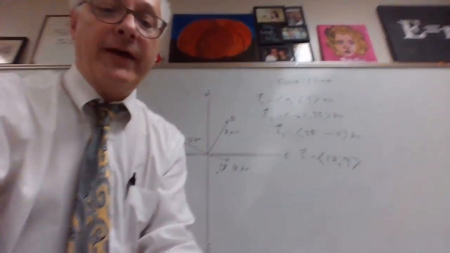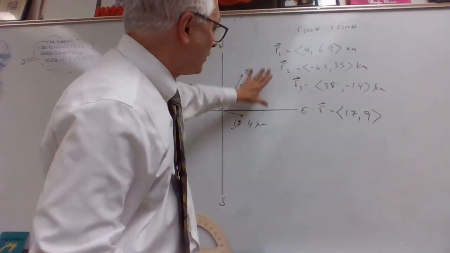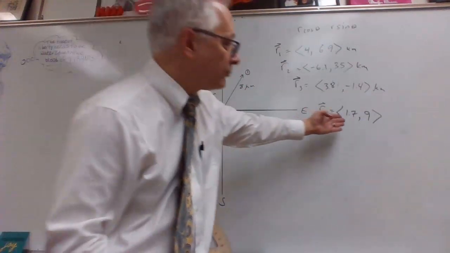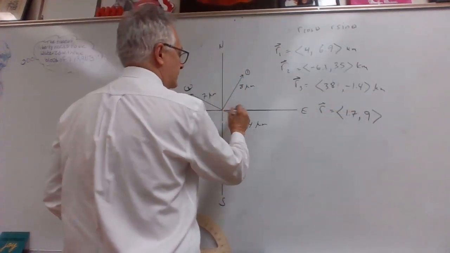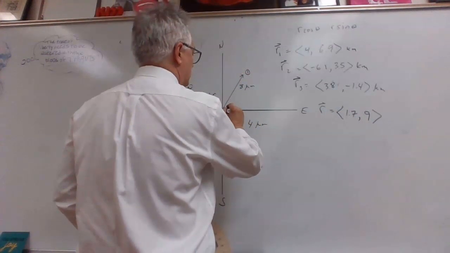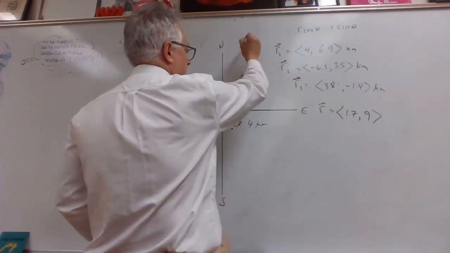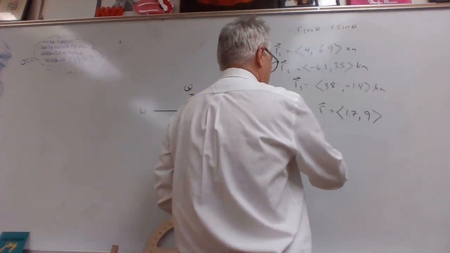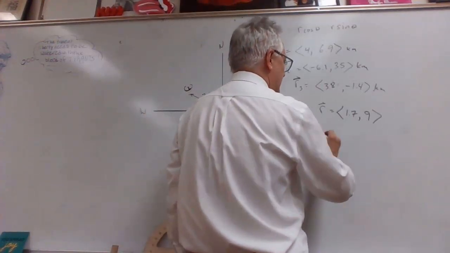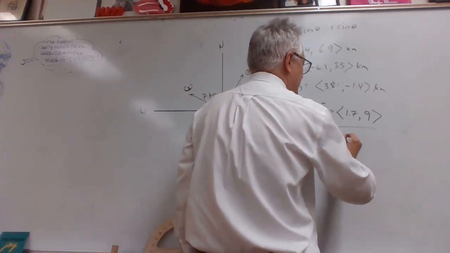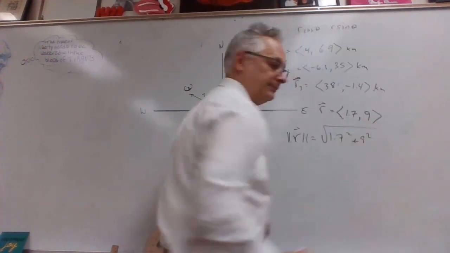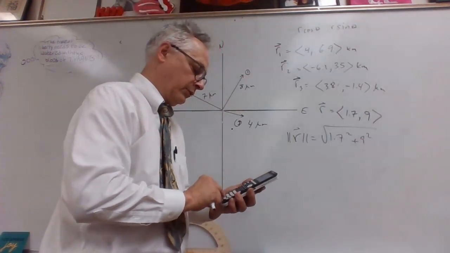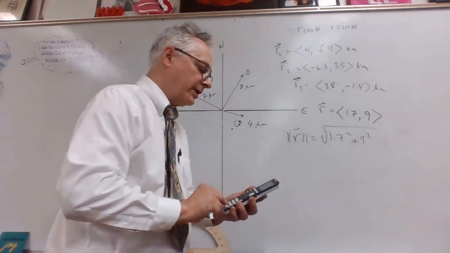So we know that our resulting vector, our resultant, is going to be in that first quadrant with coordinates 1.7 and 9. So this is going to be roughly somewhere up here in that direction when we add these vectors. Let's go ahead and do that. The magnitude of our resultant displacement is going to be the square root of 1.7 squared plus 9 squared. Okay, so let's go ahead and do that.